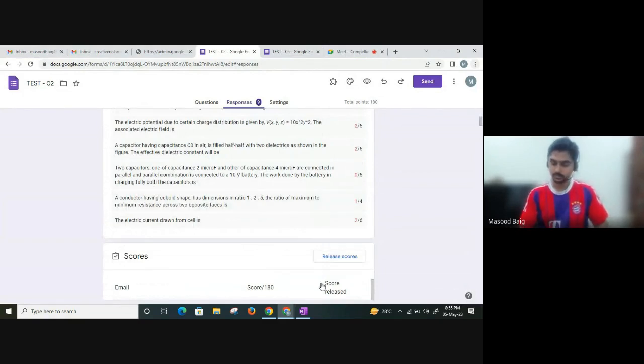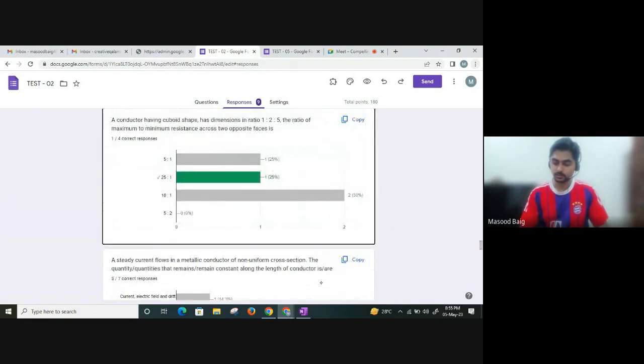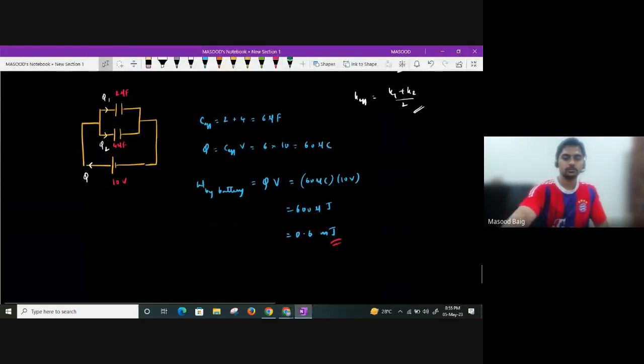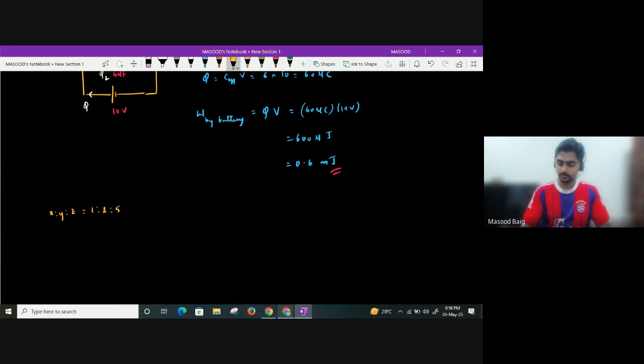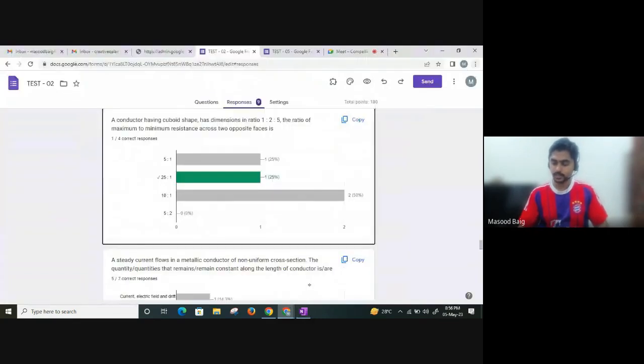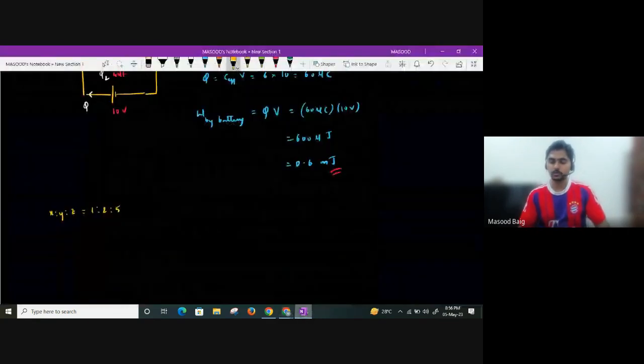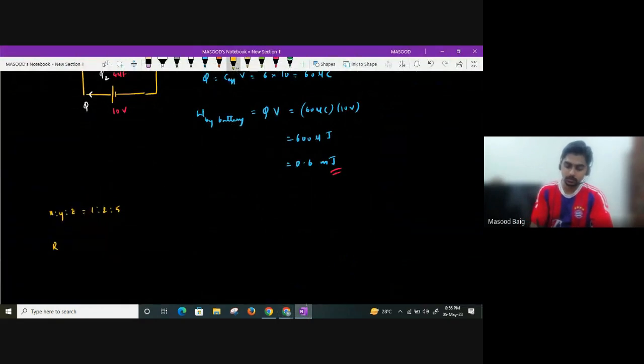Next, if you see a conductor having cuboid shape has dimensions in the ratio 1:2:5. The ratio of maximum to minimum resistance across two opposite faces they are asking. What are the ratios of the sides x, y, z? If I take cuboid, it is 1:2:5. Yes or no? They're asking maximum to minimum resistance across the two opposite faces. So what is resistance given as? Rho L divided by A.